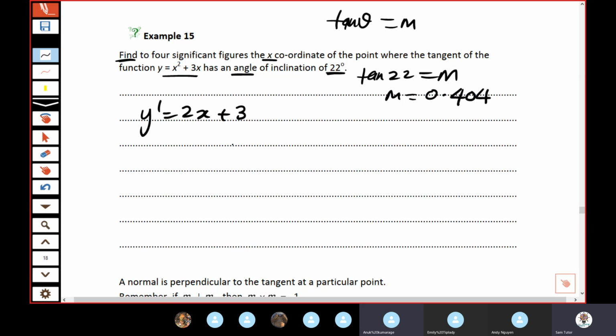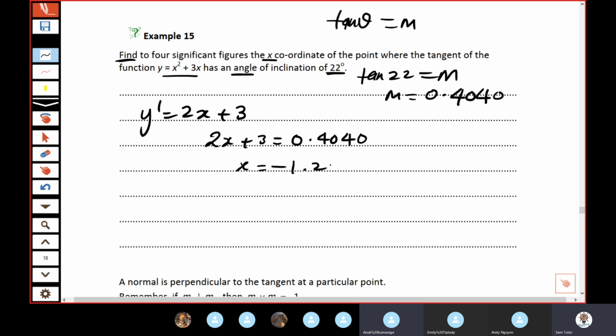Would you set it equal to 0.404? Yeah. And why does that make sense? Because you know your gradient must be 0.404. Yeah, and y dash is the gradient, isn't it? Y dash allows you to find the gradient, but you already know the gradient. You just want to find out where that point is. Good job. And then, of course, x equals, because it says 4 sig figs, I just wrote it to one more number. X equals, subtract 3, divide by 2. Take away 3, divide by 2.